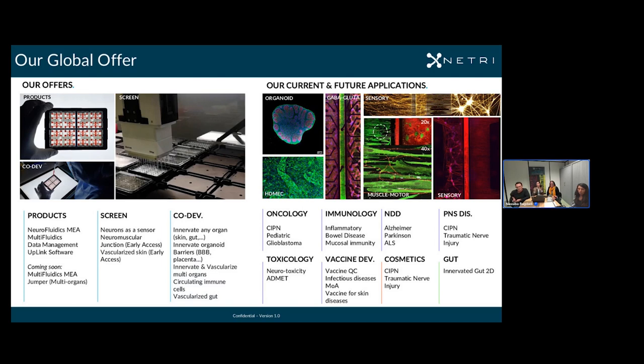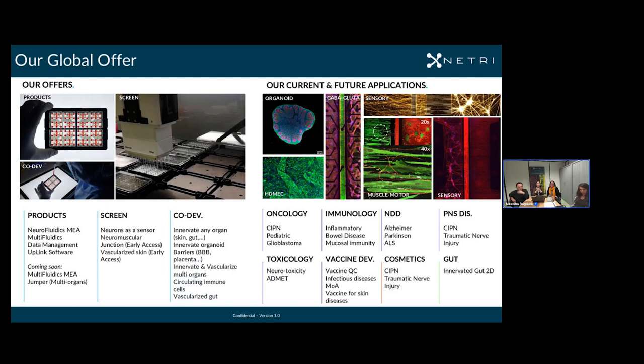We have today the idea of neurons as a sensor, and we are also launching as early access platforms one for neuromuscular junction and one for vascular skin. And of course, if you have other interests, we can also co-develop new platforms. If you're interested, for example, in studying the blood-brain barrier or circulating immune systems, we can co-develop new platforms with you.